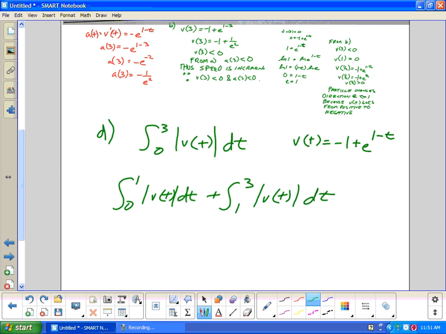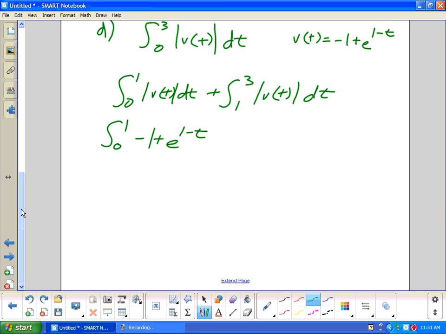Oh, what an ugly integral. I only have to do one of these well. So on a piece of scratch paper, I would probably do this integral right here. I need to integrate negative 1 plus e to the 1 minus t dt. So if I do that integral, and that's an absolute value, you guys are going to get negative t.